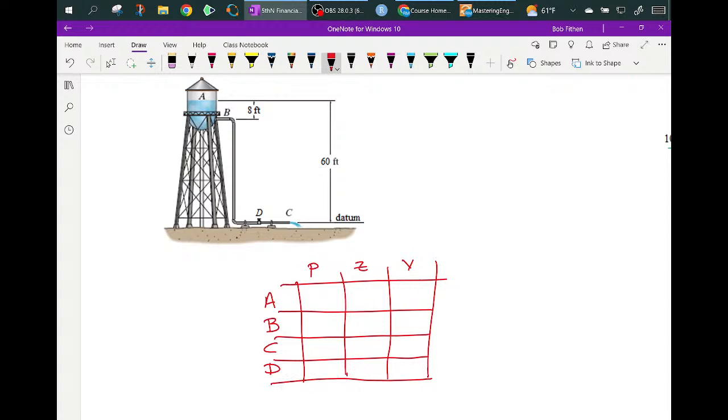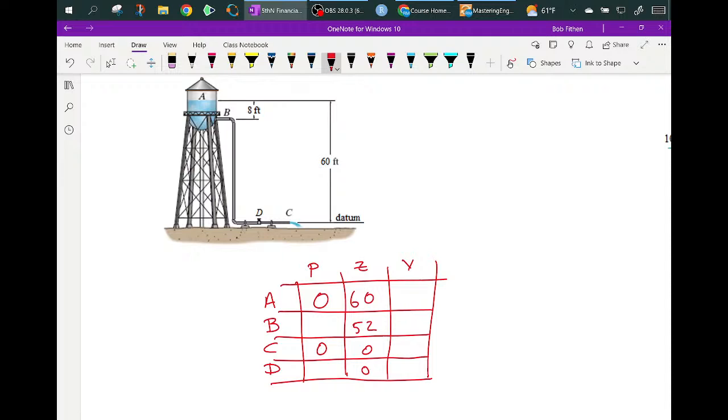Okay, first of all, you can look at the elevation and figure things out real quick. He wrote the word datum there, so I'm just going to go with that. 0, 0. Okay, A, 60. Come down to, that's going to be 52. Second thing, it dumps out in the atmosphere there. There's a hole at the top so that it doesn't draw a vacuum, so you got that.